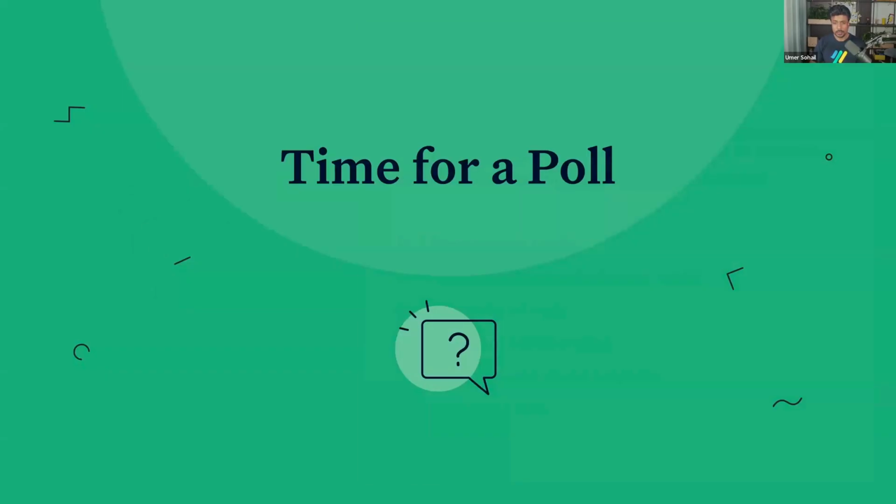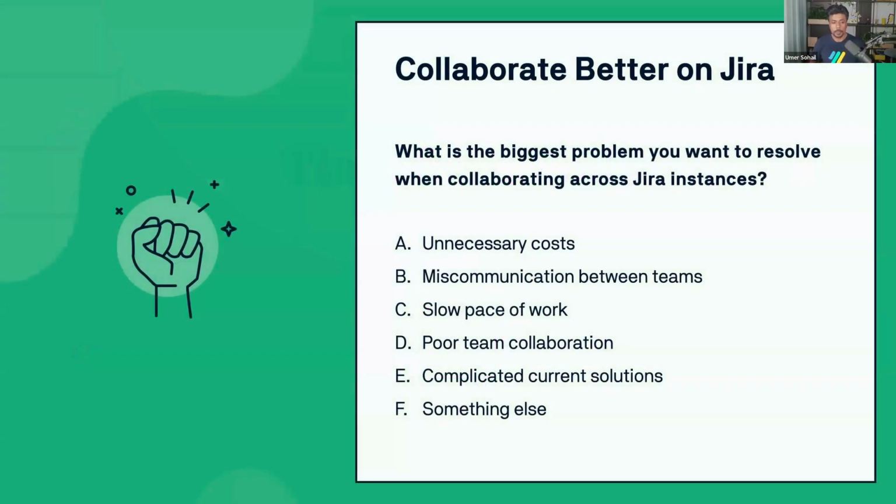But first, just so we know the problems that you're facing, why are you here in this webinar, besides the cool marketing and everything? What problems are you facing when you're collaborating across Jira instances? Is it like you want to reduce the cost, or you want to reduce the mismanagement or miscommunication between teams? Is it a slow pace of work? Poor collaboration? Is it complicated current solutions that you are facing, or is it something else?